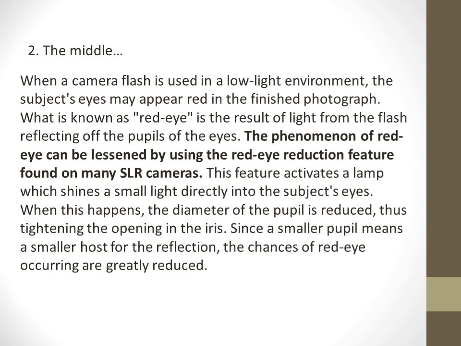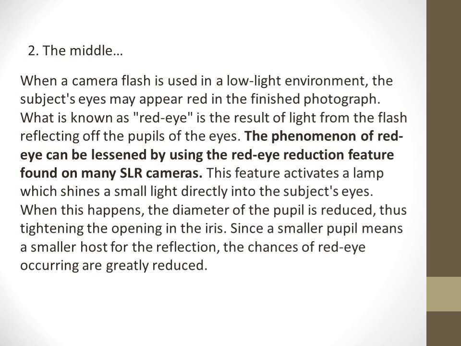This feature activates a lamp which shines a small light directly into the subject's eyes. When this happens, the diameter of the pupil is reduced, thus tightening the opening in the iris. Since a smaller pupil means a smaller host for the reflection, the chances of red eye occurring are greatly reduced.